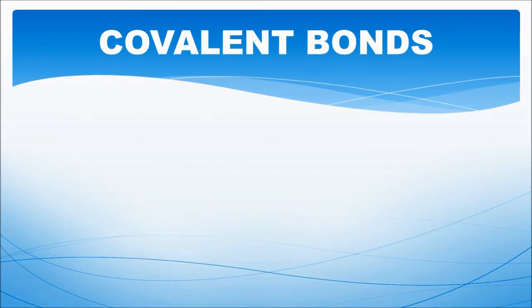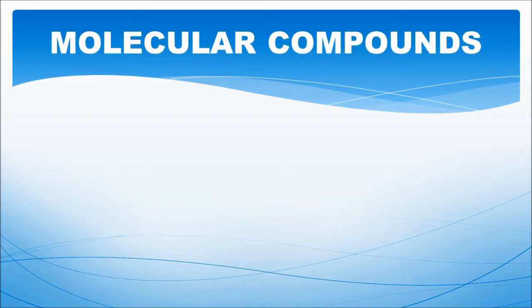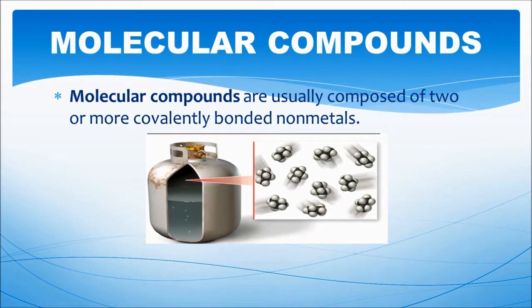Covalent bonds result when two atoms share some of their electrons. We call covalently bonded compounds molecular compounds, and they're usually composed of two or more covalently bonded nonmetals.